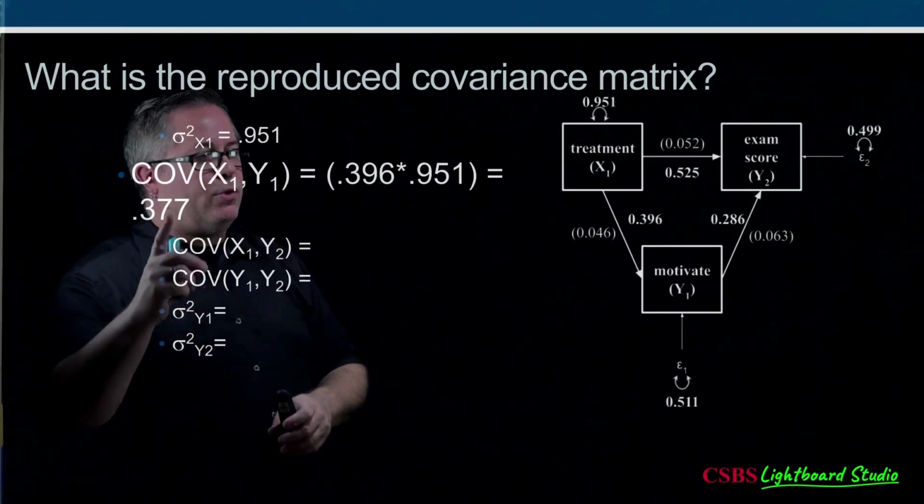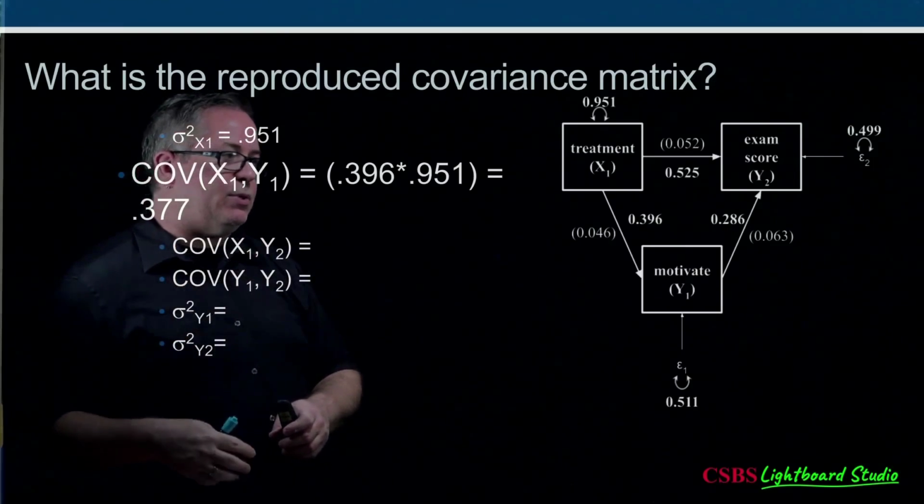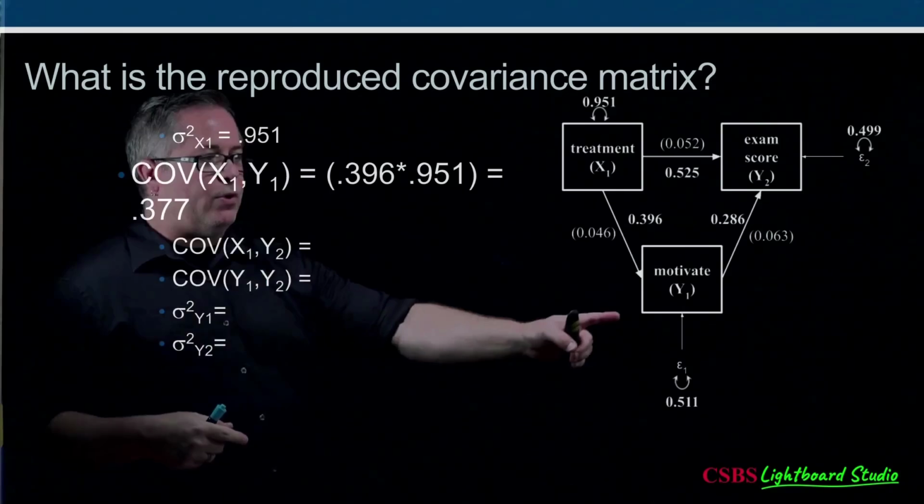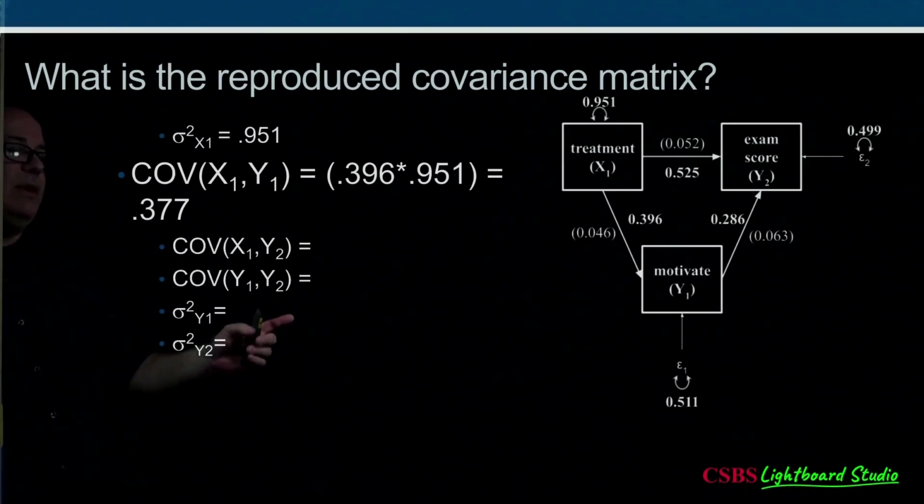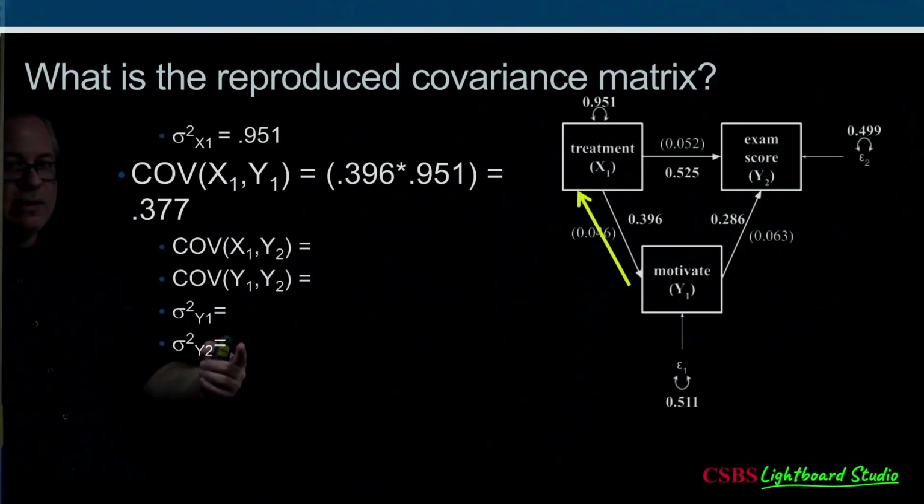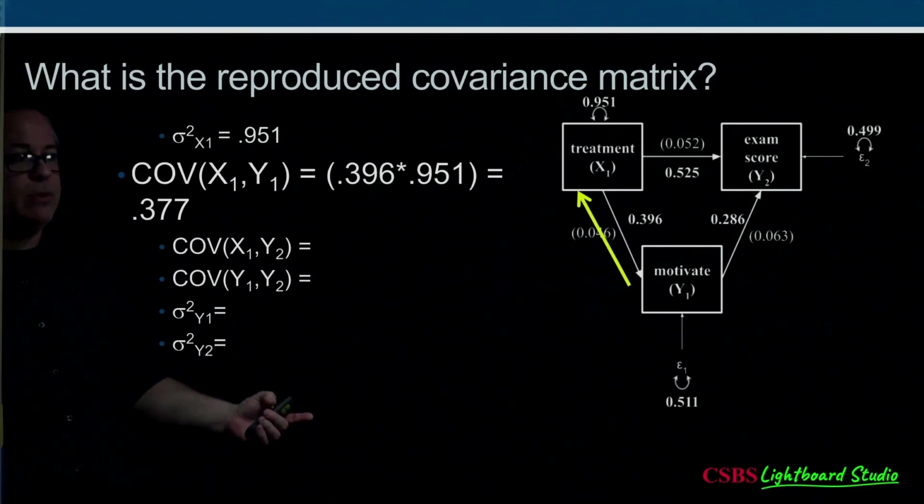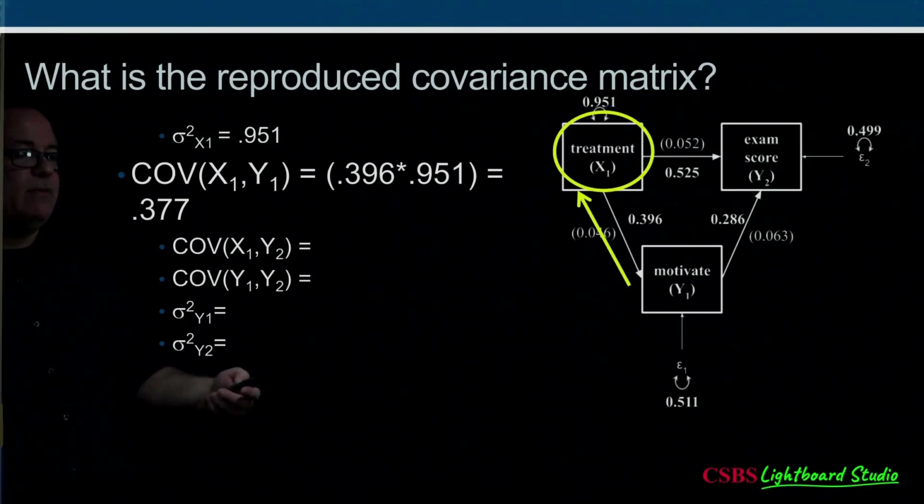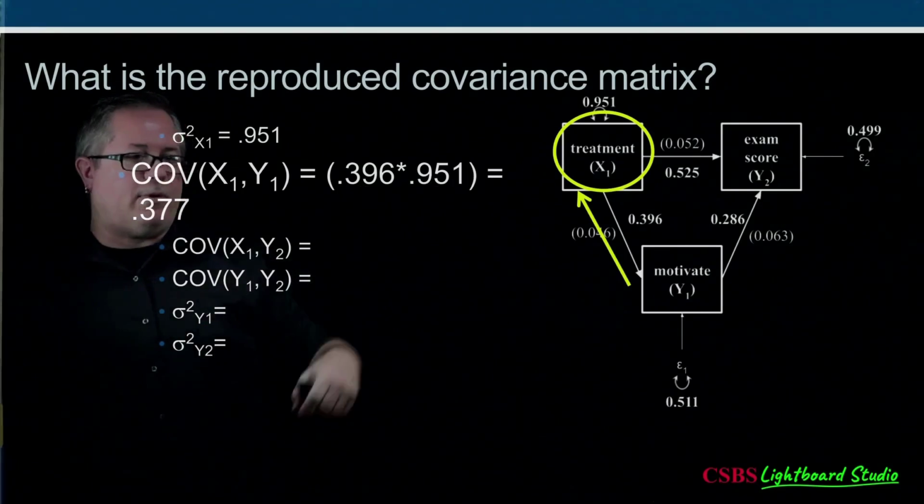So for the covariance between x and y, with y1, we're going to start at y1. If you're trying to get y1 with x1, because x1 is the independent variable and y1 is the dependent variable, you start with y1 and then trace backwards. Okay, so you multiply along the way. So 0.396 times the variance of the predictor, which is 0.951.